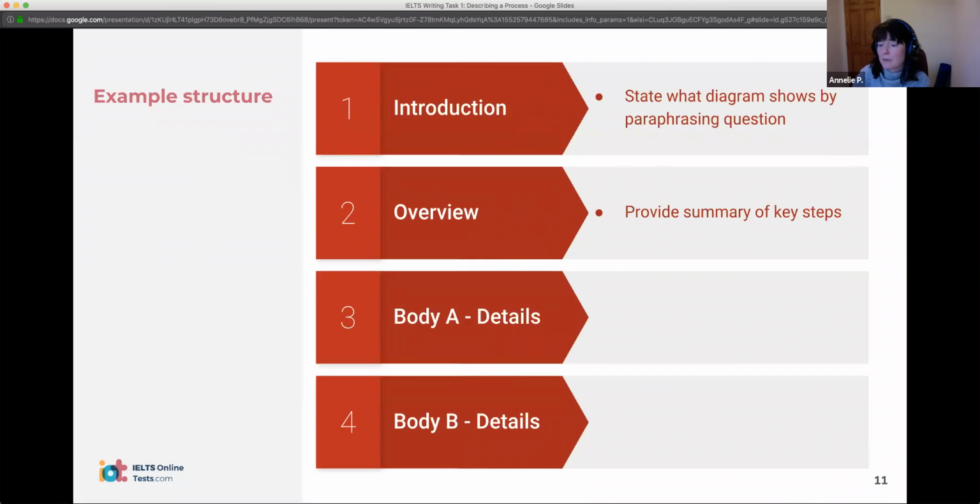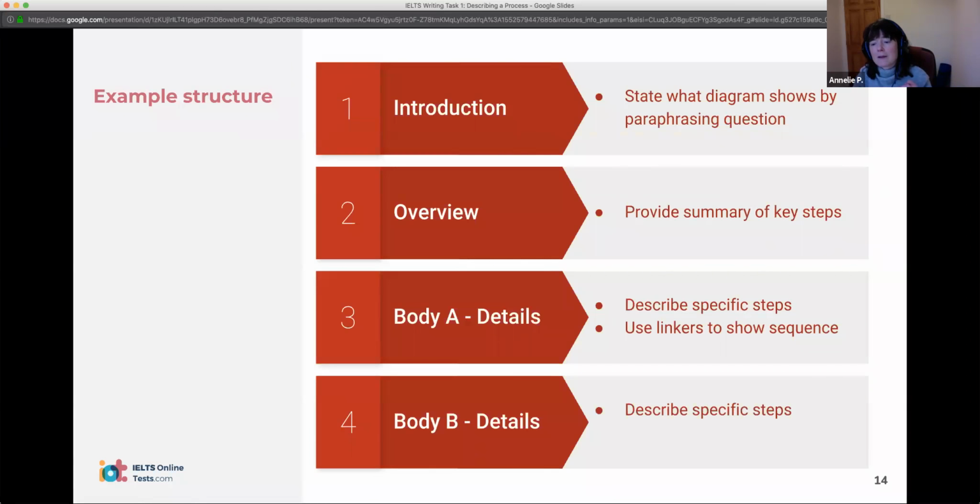Then what are we going to put in the body? What are we going to do in the body? So we're going to describe the process, the details of the actual process. That's very good, and definitely more details, so the specific steps. And we're going to use some linking phrases in order to show what the process is. Same thing in the 2 body paragraphs, but just moving through the process. Very good.